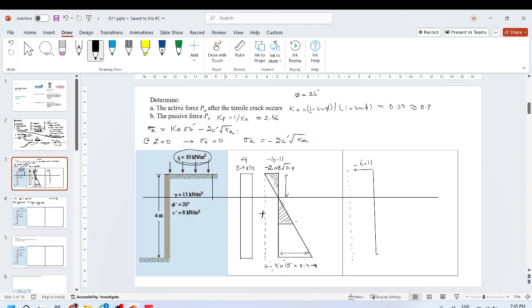One second, madam. 0.39 Ka, gamma is 15, into height is 4, minus 2C root Ka, gamma is 10.11. This is 13.29, madam, what you are asking now. 13.29. Positive. Okay. And surcharge is 4, positive. Surcharge is 4. Yeah, bottom surcharge.